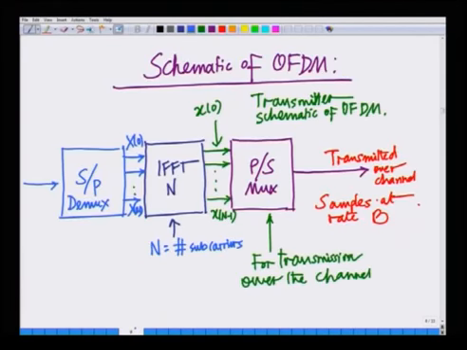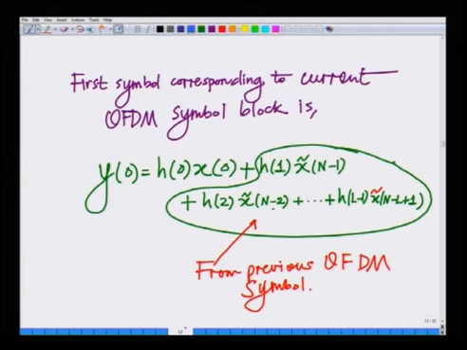Following that, we said the schematic of an OFDM system is now simple. I do not have a bank of modulators anymore. I have a simple serial to parallel demultiplexing followed by an n-point IFFT followed by a parallel to serial conversion. We then considered the transmission of an OFDM symbol, where there is inter-symbol interference from the previous transmitted OFDM samples.